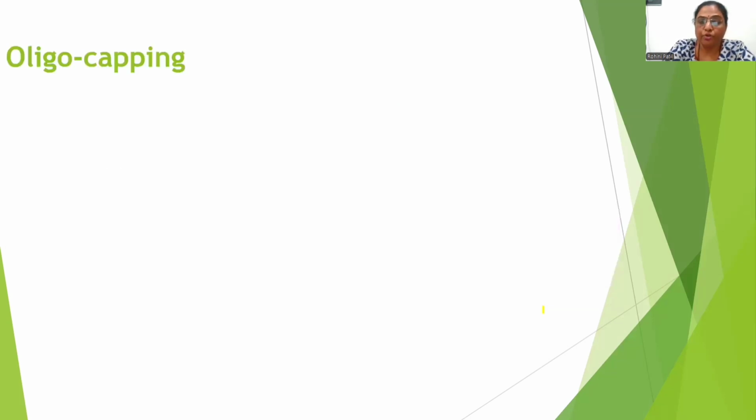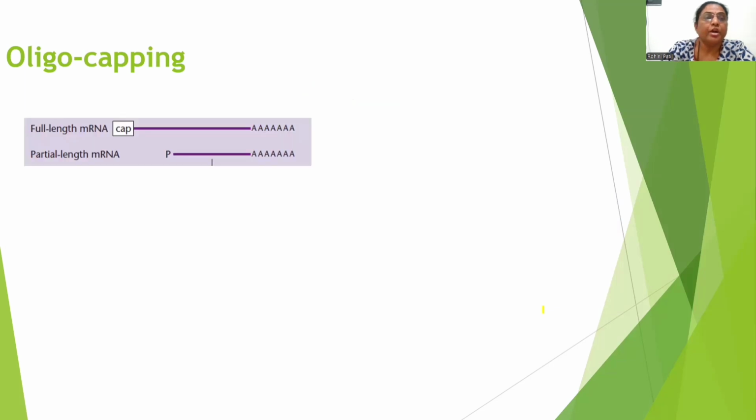The next method is oligocapping. Now here, when there is extraction of mRNA from the cell, you can get the full length mRNA or you can also get partial length mRNA. When it is a partial length mRNA, it has a phosphate at the 5 prime end, and when it is full length, it has a cap. Cap means what? Methylated guanine, present at the 5 prime end.